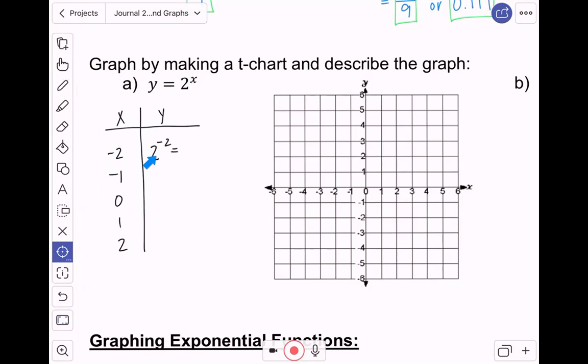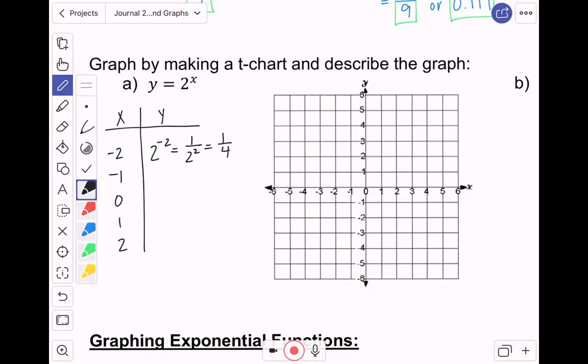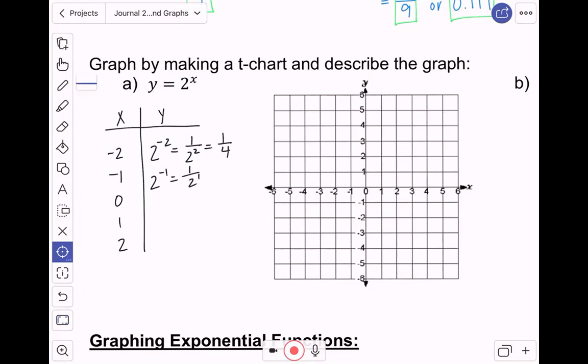Now, we just mentioned before, anything to the negative power flips. And so this is now 2 to the second power on the bottom, so that way it can be positive. But 2 to the second power is 4. So this is really 1/4. And then if I do 2 to the -1 power, this would be 1 over 2 to the first power, because negative exponents cause the base to be in the denominator instead. So 1 over 2 is just 1/2.